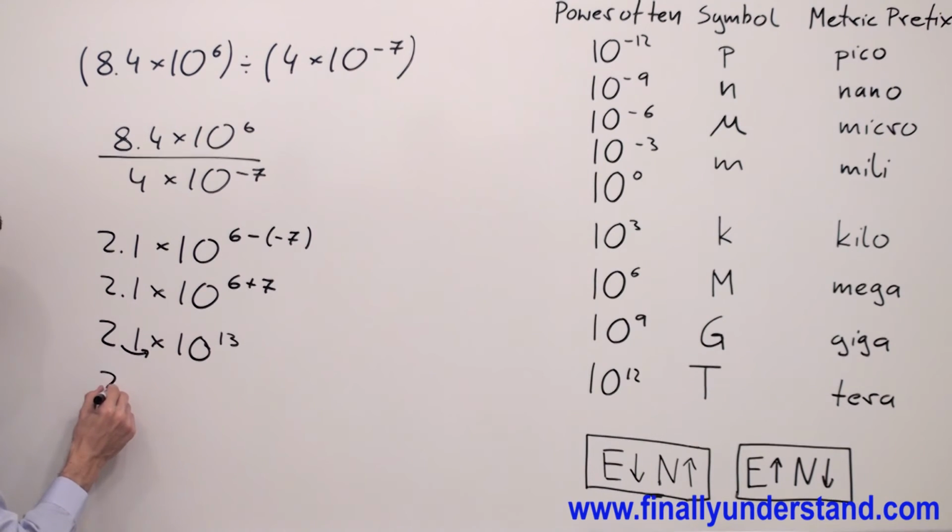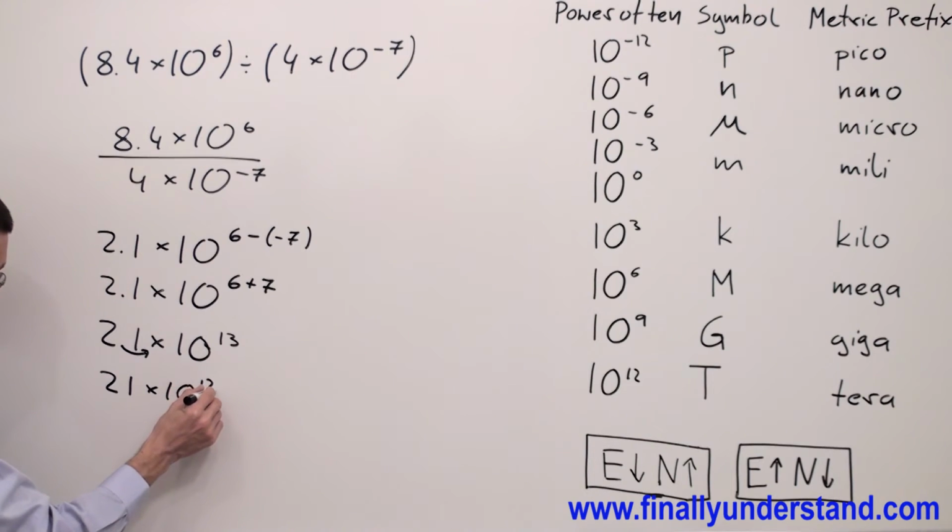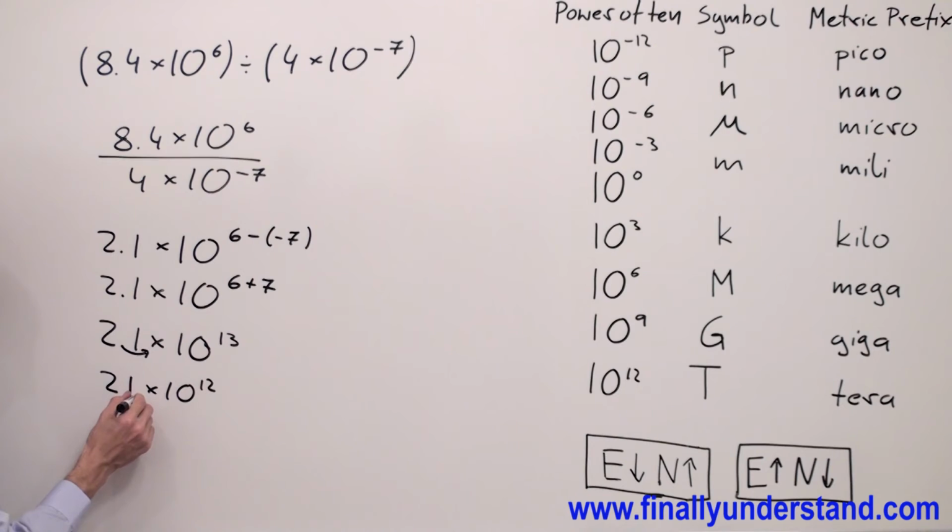And I'm going to have 21 times 10 to the 12th. 12 is a multiple of 3, and the number on the left side of the decimal point is between 1 and 999. That's why this is the correct answer to my problem.